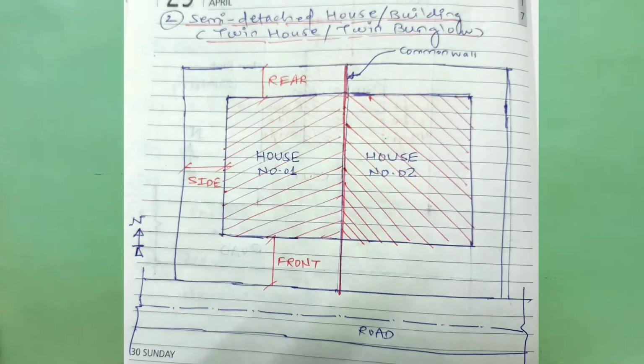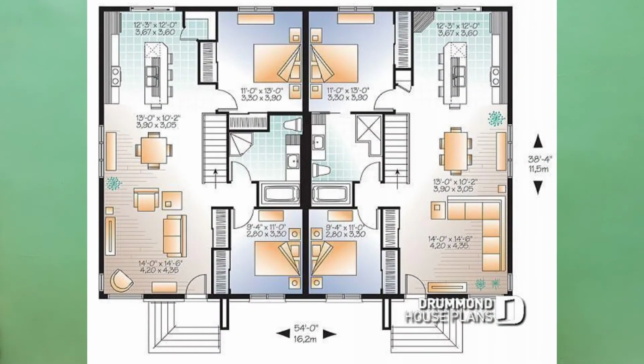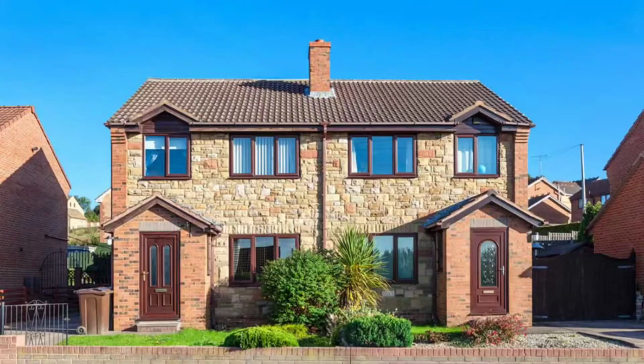Second is the semi-detached houses. In the semi-detached house, generally you can consider it for government residence buildings, government quarters, that will be planned as detached semi-detached houses on the same plot. Only the difference is a common wall will run from the center of the plot, and the two buildings will be separated.